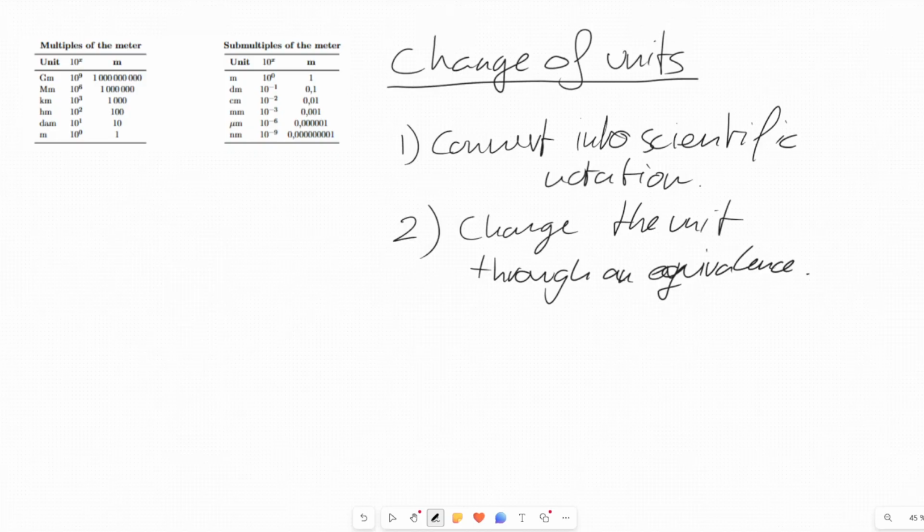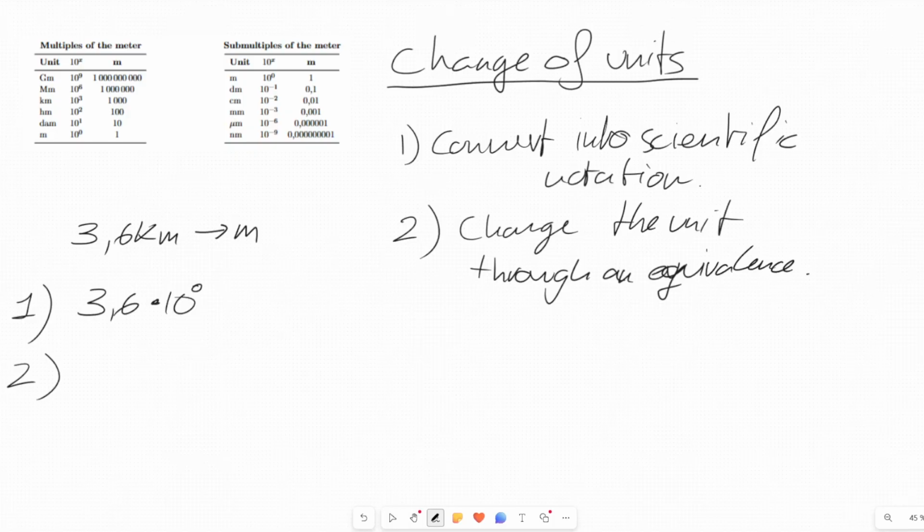So the idea is as follows. If I want to change, for example, 3.6 kilometers into meters, well, the first step would be converting that into scientific notation. That is already in scientific notation, okay? 3.6 times 10 to the power of 0 would be the same as 3.6. So that would be step number 1. In this case, we don't have to do anything. And we will move on to the second step.